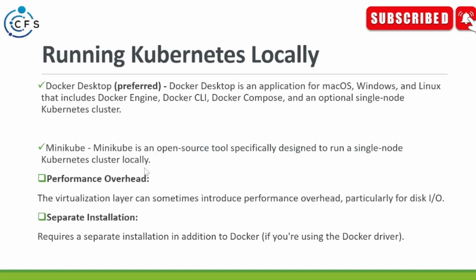But there are a few challenges with Minikube. The first thing is performance overhead. The virtualization layer can sometimes introduce performance overhead, particularly for disk IO. The second is that it requires a separate installation in addition to Docker, if you are using the Docker driver. So complexity wise, Minikube is a bit more complex to run locally. However, Docker Desktop is a bit easier. So in this session we will prefer Docker Desktop to run Kubernetes locally.